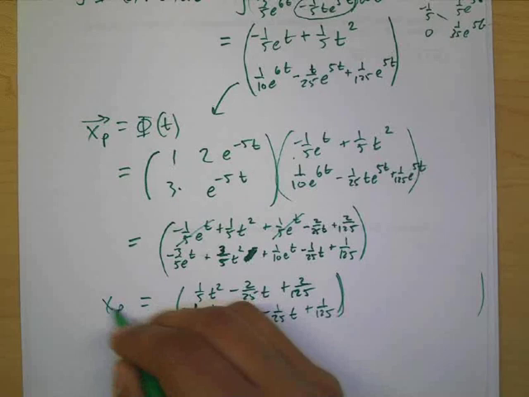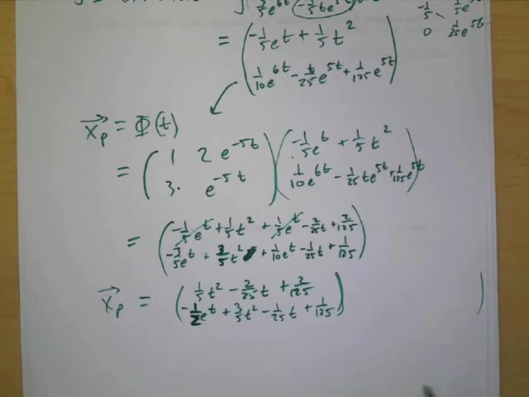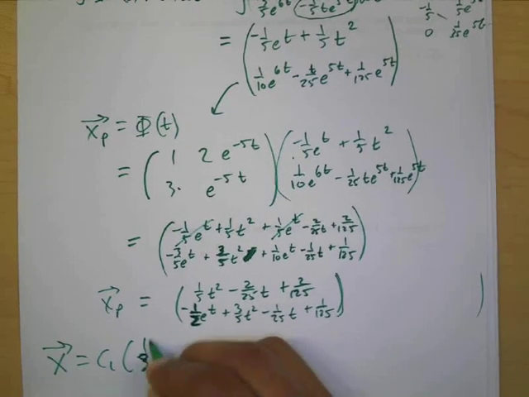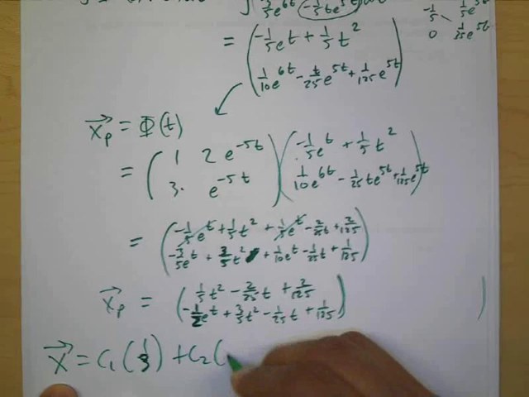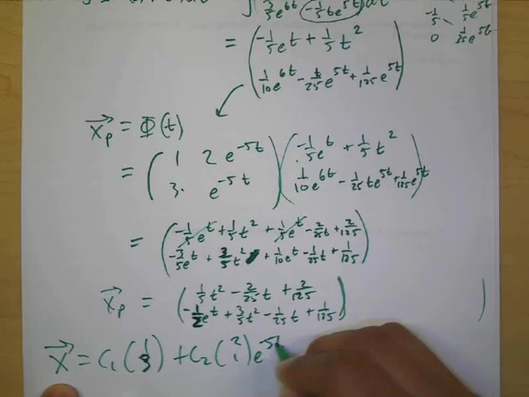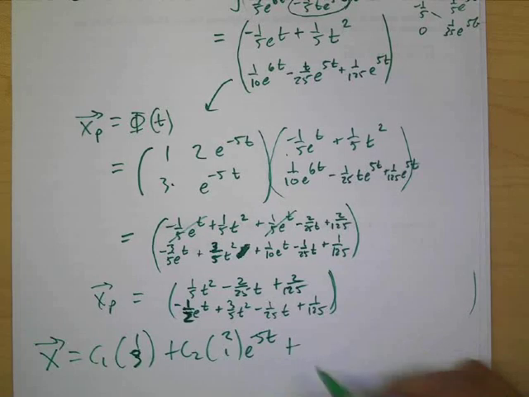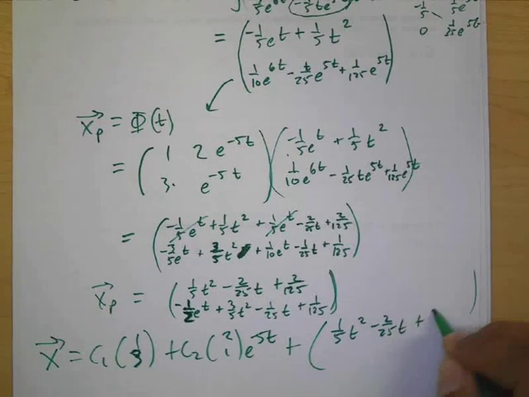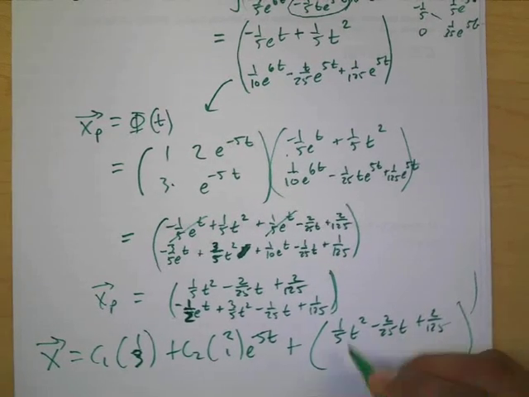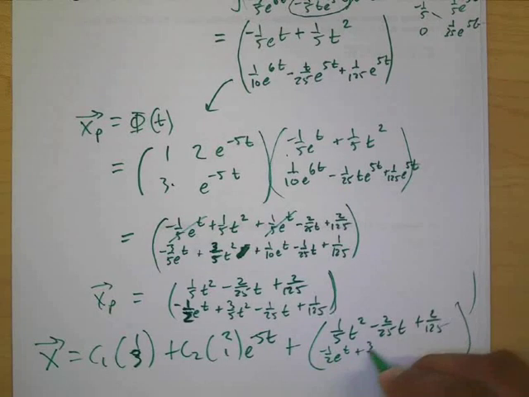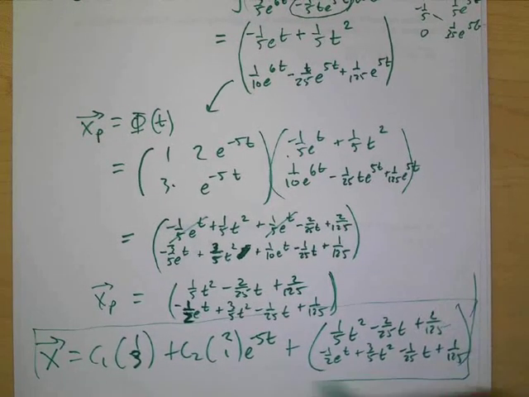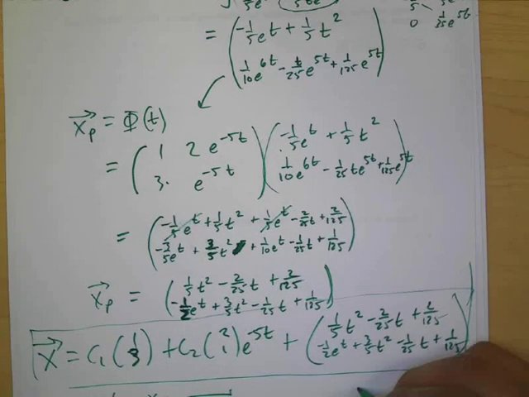Okay, so there's our particular solution. Is that it? Pretty much. So now we just write it. X equals C1, 1, 3 plus C2, 2, 1 e to the negative 5t plus this mess. Complementary plus particular, as usual.